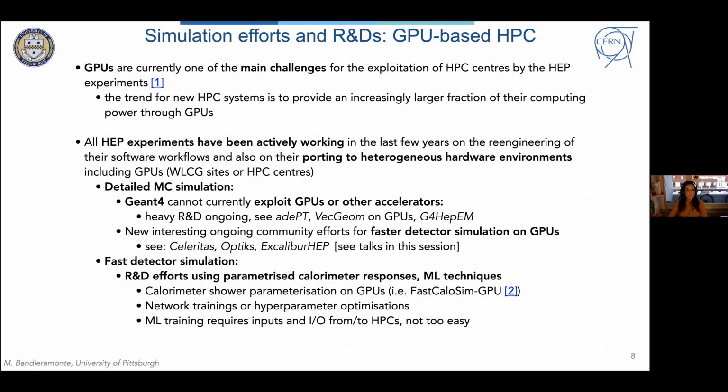About GPUs, as was already said, and it's clear to everyone, GPUs are currently one of the main challenges for the exploitation of HPC centers. In fact, the new trend is to provide more and more of the computing power in HPC systems through GPUs. So all HEP experiments have been actively working in the last few years to re-engineer their software workflows in order to be able to run on GPUs.